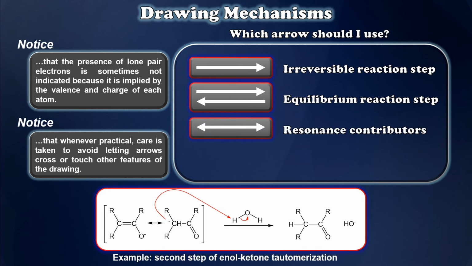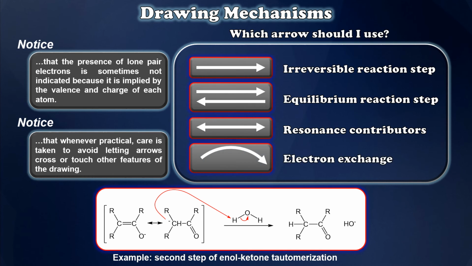A third type of arrow would be a single double-headed arrow, which is used to separate resonance contributors. And finally, the curved arrow tells us that we're monitoring the flow of an electron pair during the reaction. So in this case, the red arrows are depicting the flow of electrons, while the black arrows are depicting an irreversible reaction step and the separation of two resonance contributors within this mechanism.